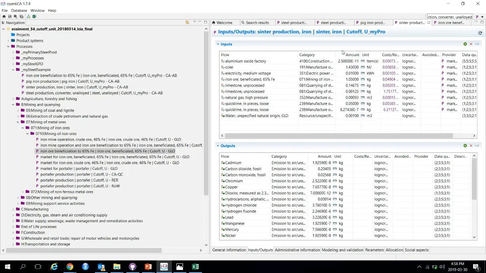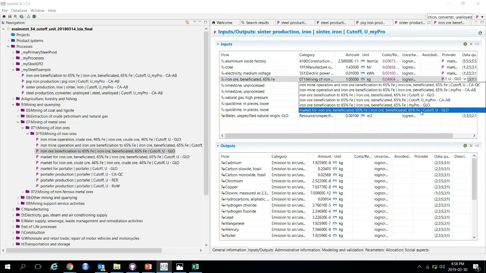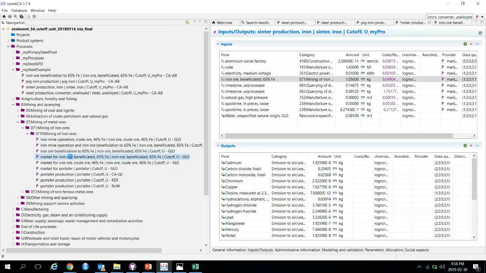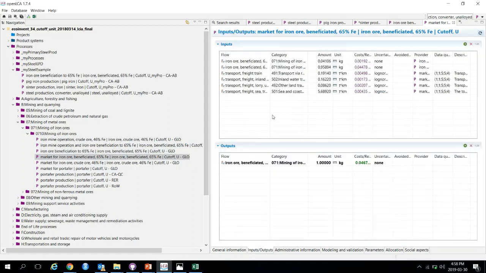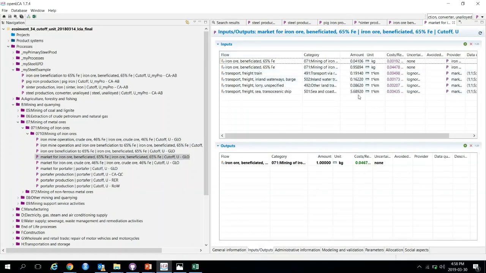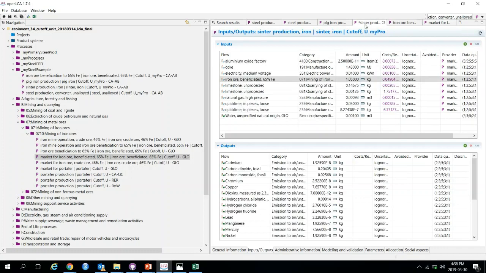If we look at our sinter process now, and we look at our iron ore, let's look at what it was originally assuming for input. And it's assuming the global market mix, right? The only one existing. And there's only one transforming process, so it's not going to be a big difference. But let's just look at what that market mix is assuming for transport inputs. And as you can see, there's quite a significant amount of transport required to get the beneficiated ore to the sinter production transforming process. So likely the client will also require similar transport requirements. That's something you'll want to try to figure out.